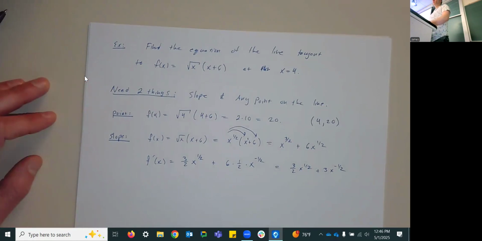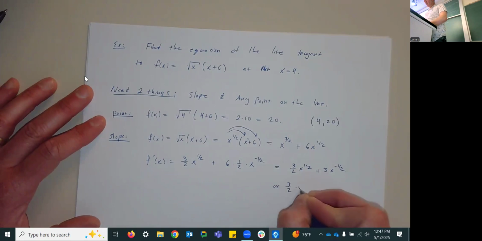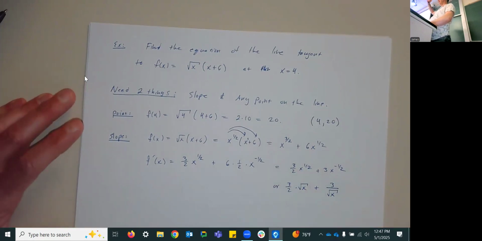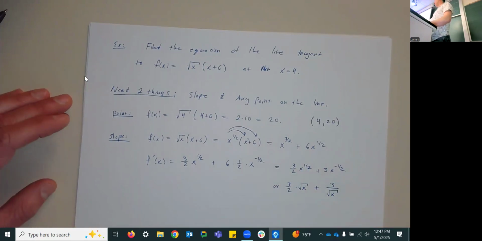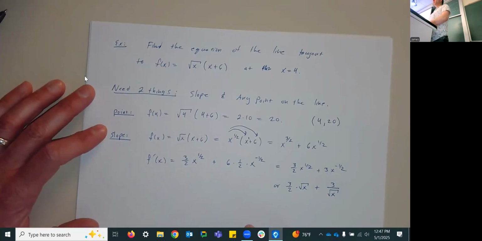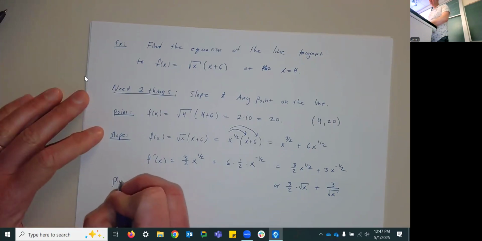There are other things you could do here as well. You could also write it as 3/2 times the square root of x plus 3 divided by the square root of x. Because x to the negative 1/2 comes down to the denominator as x to the positive 1/2, which is the square root of x. And now that's the derivative as a function for any value of x, but we want to find specifically the slope at the point of interest. So we're going to plug in x equal to 4.